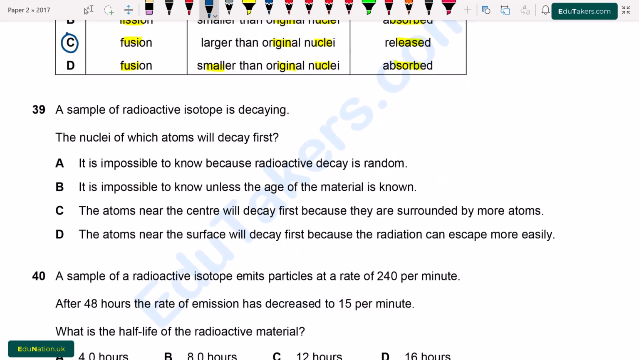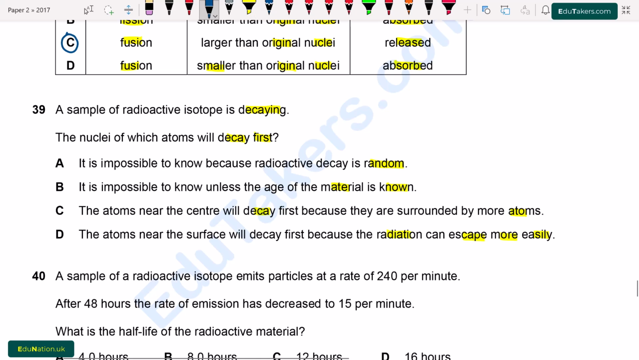Question number 39. A sample of radioactive isotope is decaying. The nuclei of which atom will decay first? Option A, it is impossible to know because radioactive decay is random. B, it is impossible to know unless the age of the material is known. C, the atom near the center will decay first because these are surrounded by more atoms. D, the atoms near the surface will decay first because the radiation can escape more easily.